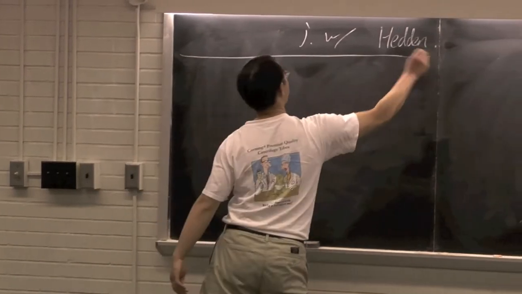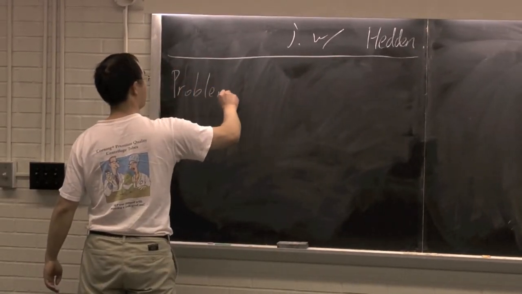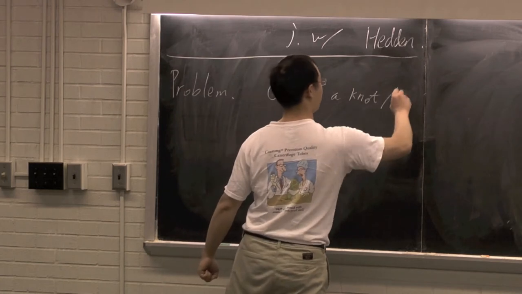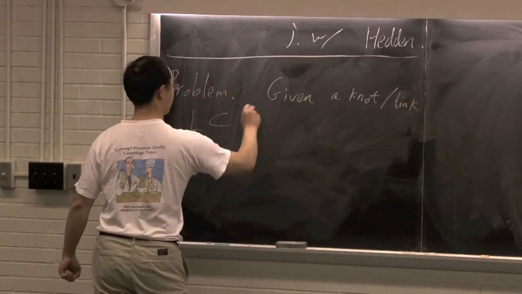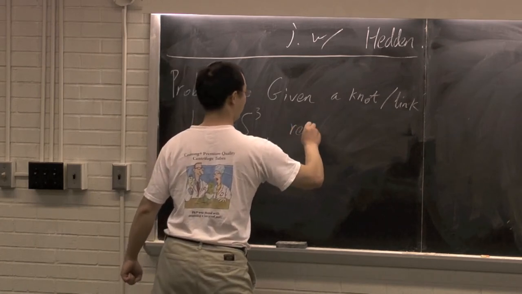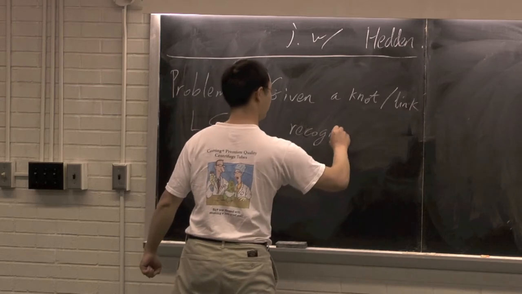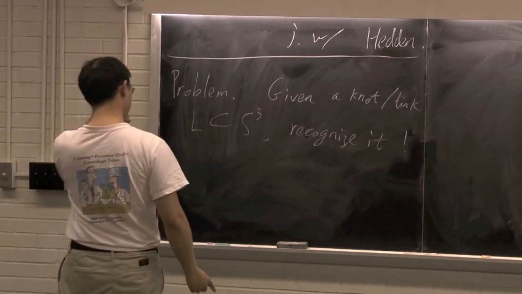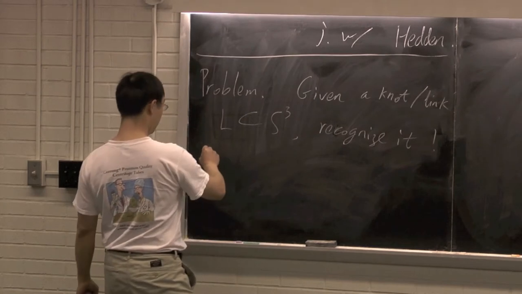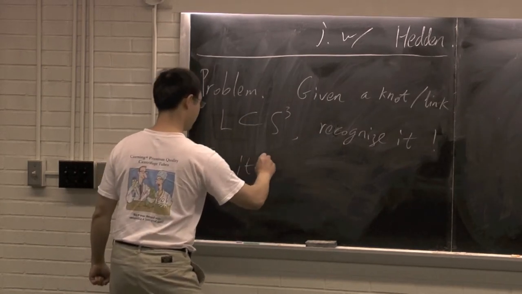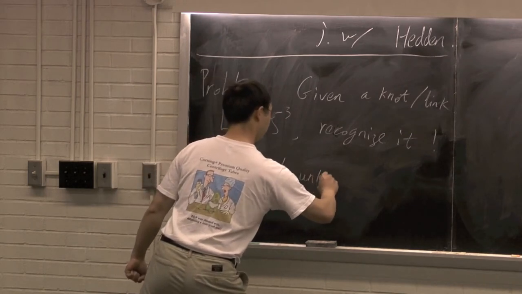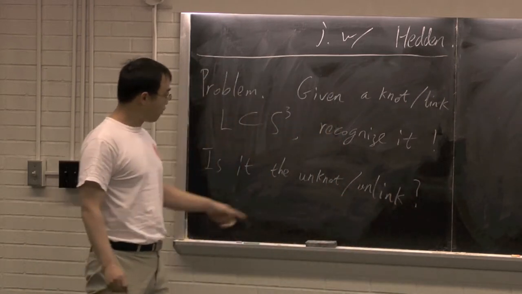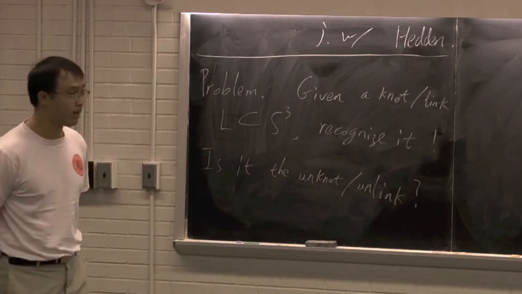So I guess the basic problem we want to study is, if you are given a knot or a link in S3, we want to recognize it. In particular, we want to say if the knot or link is the unknot or unlink. So that's called the unknot or unlink detection problem.